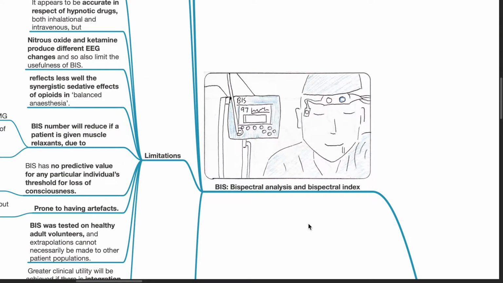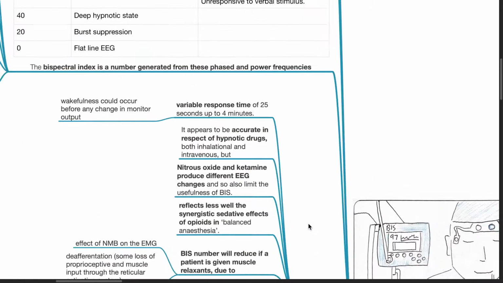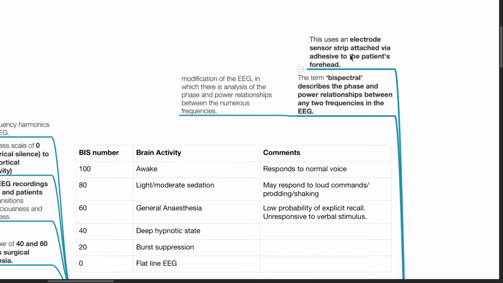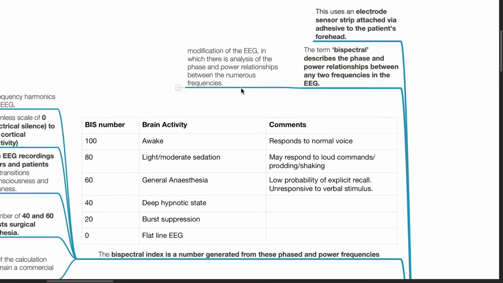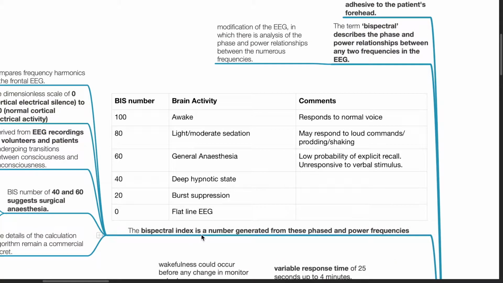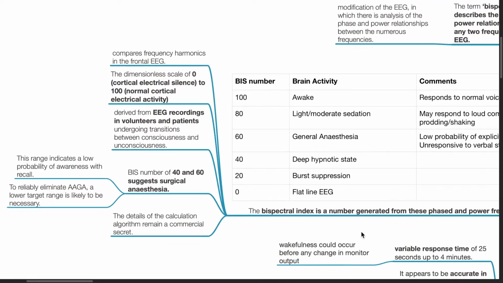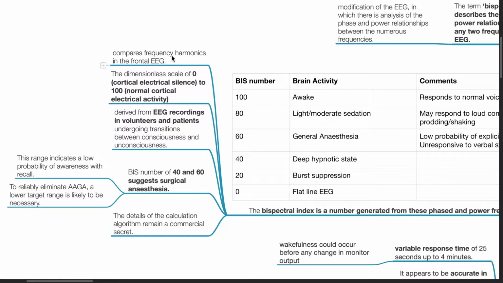Bispectral analysis and bispectral index. This uses an electrode sensor strip attached via adhesive to the patient's forehead. The term bispectral describes the phase and power relationships between any two frequencies in the EEG. It's a modification of the EEG in which there is analysis of the phase and power relationships between the numerous frequencies. The bispectral index is a number generated from these phase and power frequencies. It compares frequency harmonics in the frontal EEG.